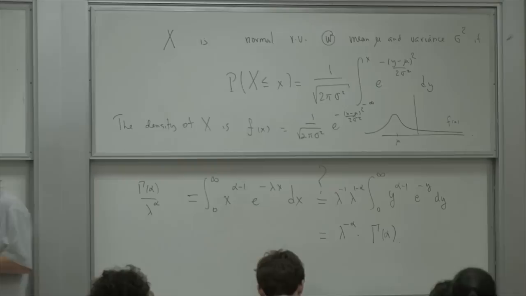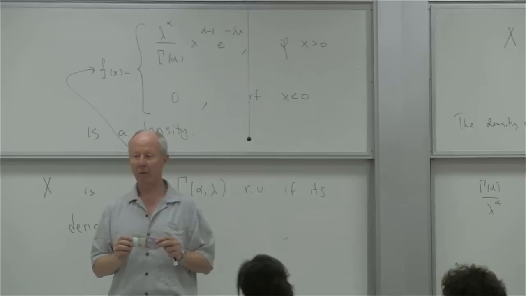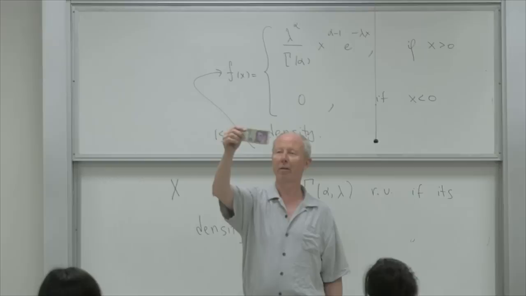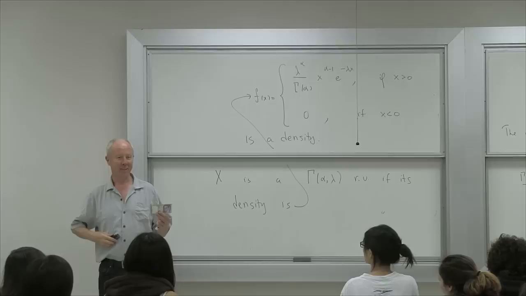I have here a 10 mark note, which used to be the currency in Germany before the EU. And there's a picture on here of Gauss. How do you like that? A country where they put mathematicians on the currency. That's a great country.